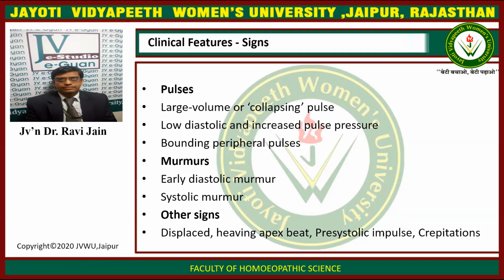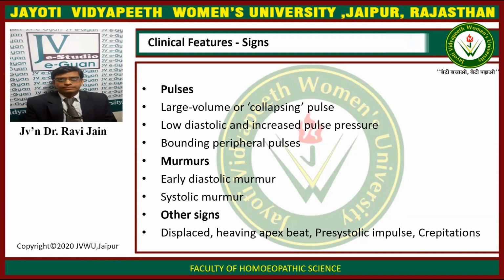Now we come to the murmurs. What are the different kinds of murmurs? There will be an early diastolic murmur and a systolic murmur. The other signs include a displaced heaving apex beat, a pre-systolic impulse and crepitations. So you will get an early diastolic murmur, a systolic murmur, and the other signs consist of a displaced heaving apex beat, a pre-systolic impulse and crepitations.